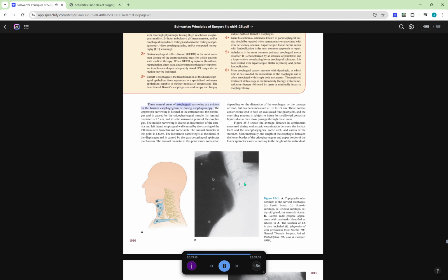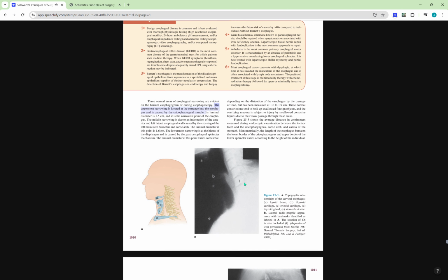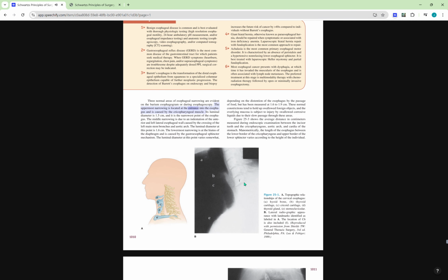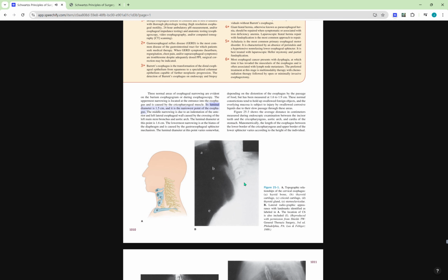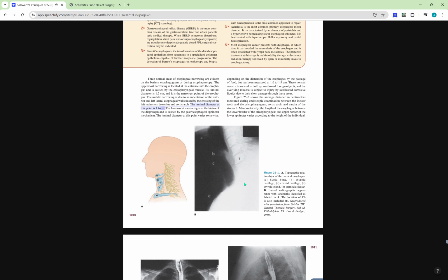Normal areas of esophageal narrowing are evident on the barium esophagram or during esophagoscopy. The uppermost narrowing is located at the entrance into the esophagus and is caused by the cricopharyngeal muscle. Its luminal diameter is 1.5 centimeters, and it is the narrowest point of the esophagus. The middle narrowing is due to an indentation of the anterior and left lateral esophageal wall caused by the crossing of the left main stem bronchus and aortic arch. The luminal diameter at this point is 1.6 centimeters.